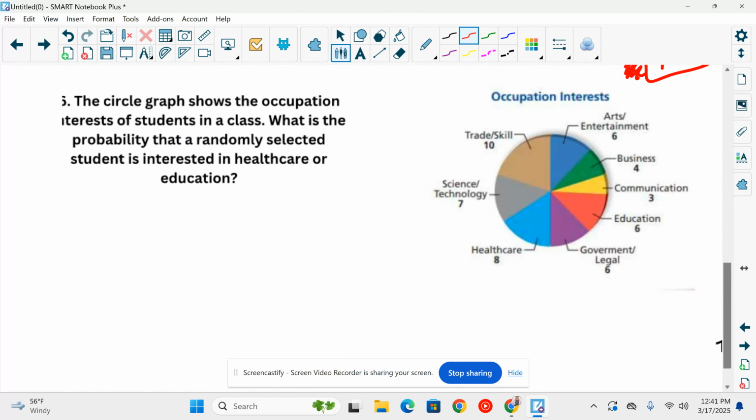Here we have a circle chart, circle graph, or we called it a pie chart back in my day. I don't know when we shifted it to call it a circle graph, but anyways, you're looking at occupation interest. Is this a quantitative or a qualitative study? Quan. What tells you that it's quan? There's numbers and there's area in the chart.